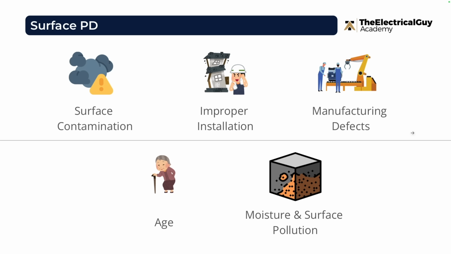First, it can be because of surface contamination. Or maybe improper installation, where the right installation methods were not followed. It could be manufacturing defects. Aging of the insulation also contributes to this, or maybe moisture and surface pollution. When Monitra studied this particular transformer, they identified that the reason was moisture content.